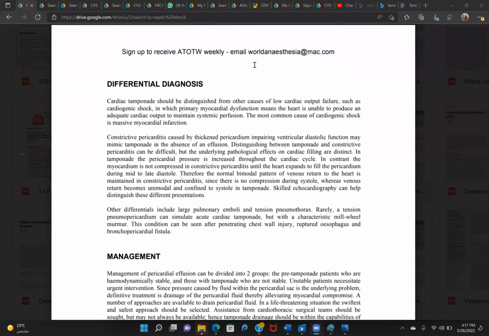Yes, Nashida or Mahjabeen, or anyone wants to speak out? Sumera? JVP won't be elicited actually in cardiogenic shock. JVP will be raised here as well. Sir, there will be a muffled heart sound in tamponade. Actually, it will be major. Of course, there will be some muffled heart sound.